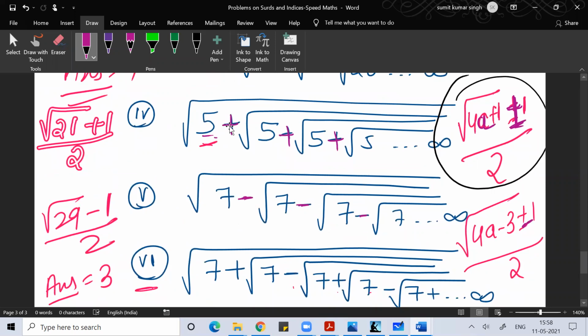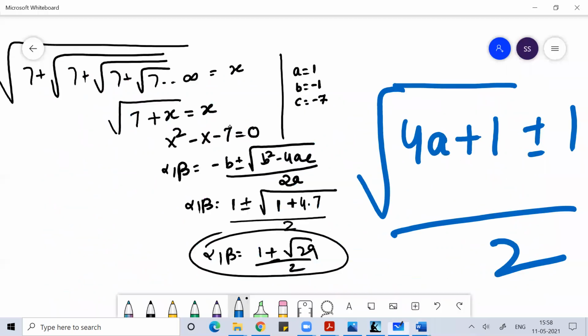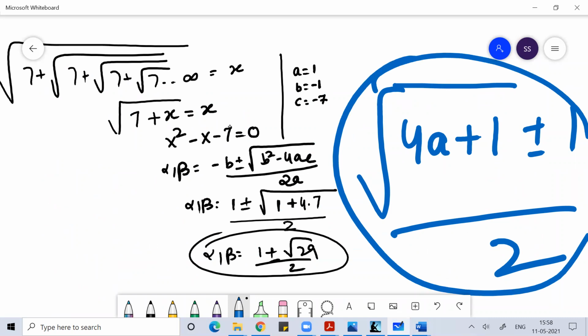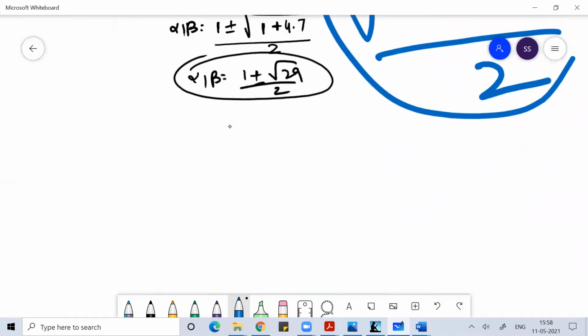Plus minus, 4 minus 3. Minus 3. Okay, correct. So this is the formula, Dhwani. This is the formula to solve this. When this is plus, you use your plus sign. And imagine if I ask you minus.